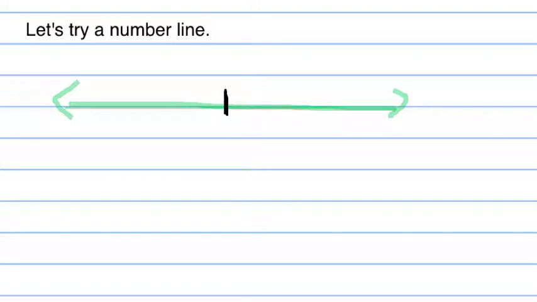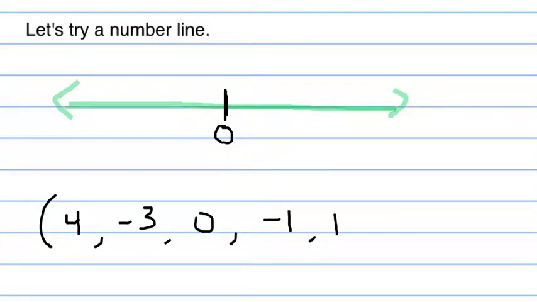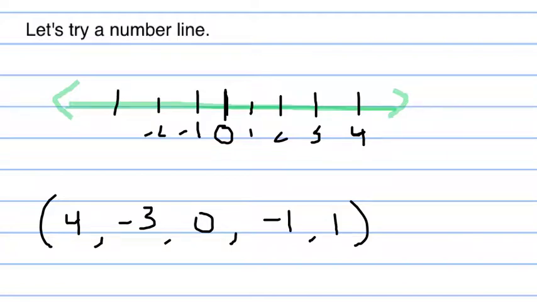When you draw a number line, the first thing you need to do is mark 0 on your number line. So let's look at these numbers: 4, negative 3, 0, negative 1, and 1. So now I need to go to my number line and I need to start marking off each segment. So here's 1, here's 2, here's 3, here's 4, and I'm going to be using 4. I'm going to go the other direction, starting with negative 1, negative 2, negative 3.